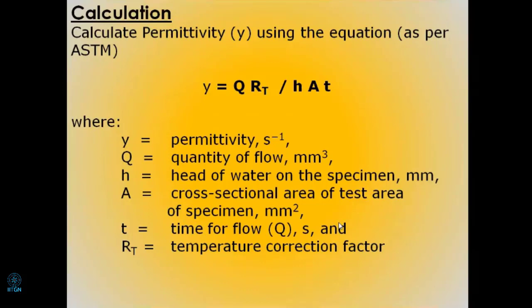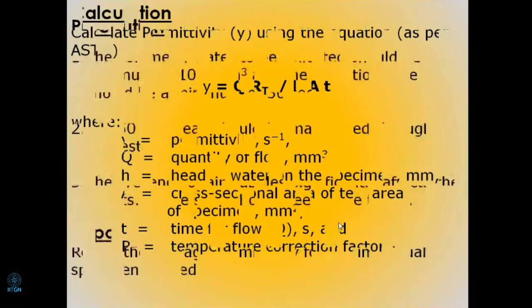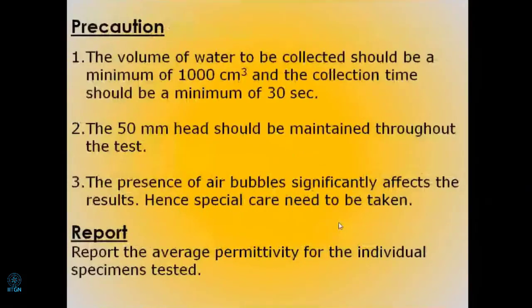These are the main precautions which we have to keep in mind while testing. The volume of water to be collected should be at least 1000 cubic centimeter, and the time of collection should be a minimum of 30 seconds. Head, as per ASTM, we have to maintain at 50 mm throughout the test, and we have to keep our water de-aired, free from air bubbles. Hence, special care needs to be taken regarding the presence of air bubbles.